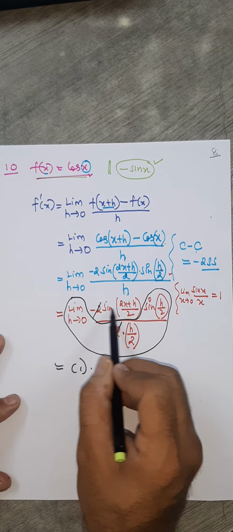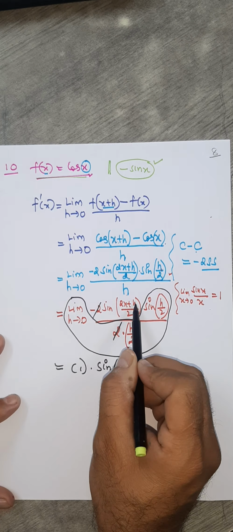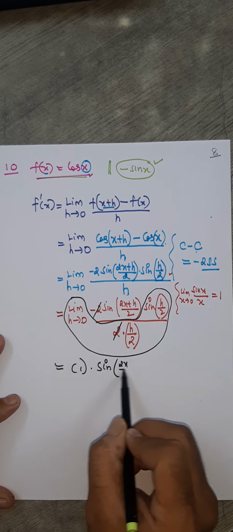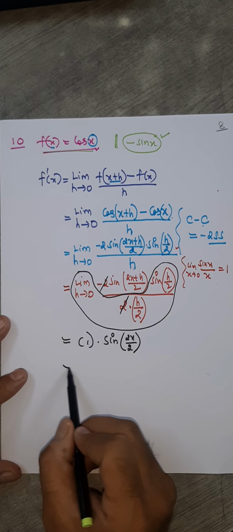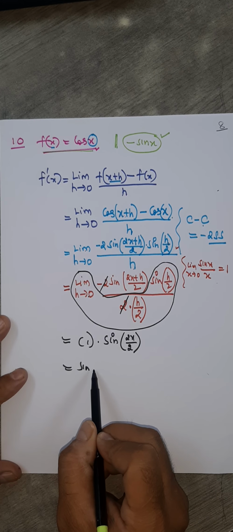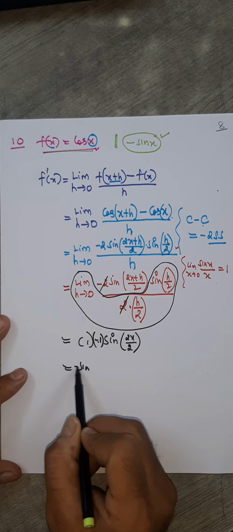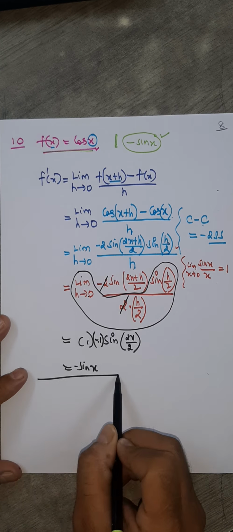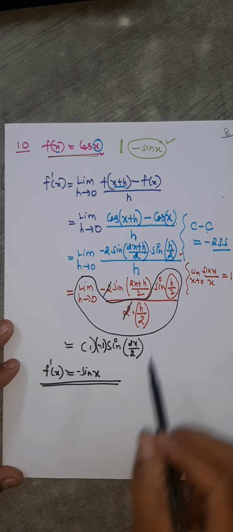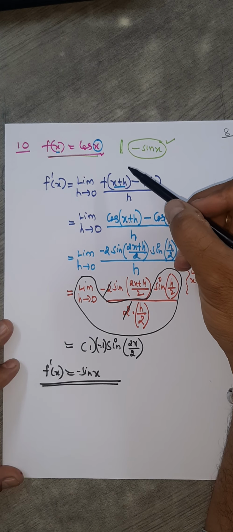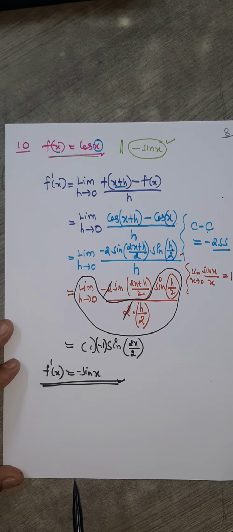And what about the other part? You apply the limit. Sine h tends to 0. So this is 0, 2x by 2. So this is equals to sine x, and with this, the minus sign is already there. So with this, minus sine x. So by definition, the derivative of cos x is minus sine x.